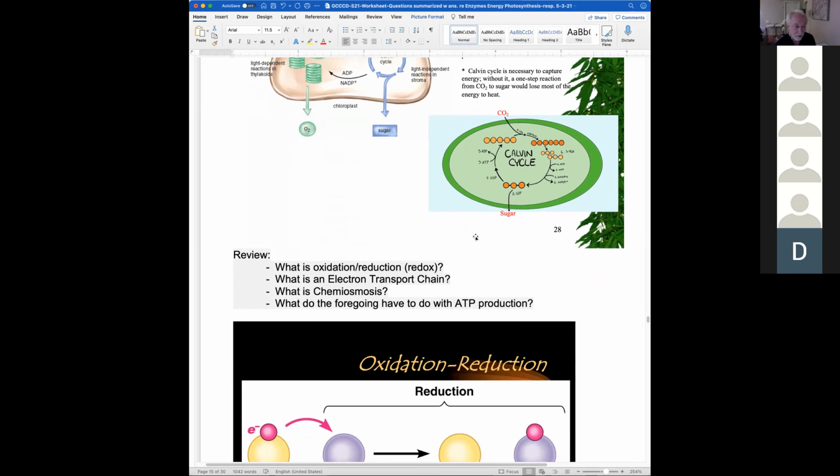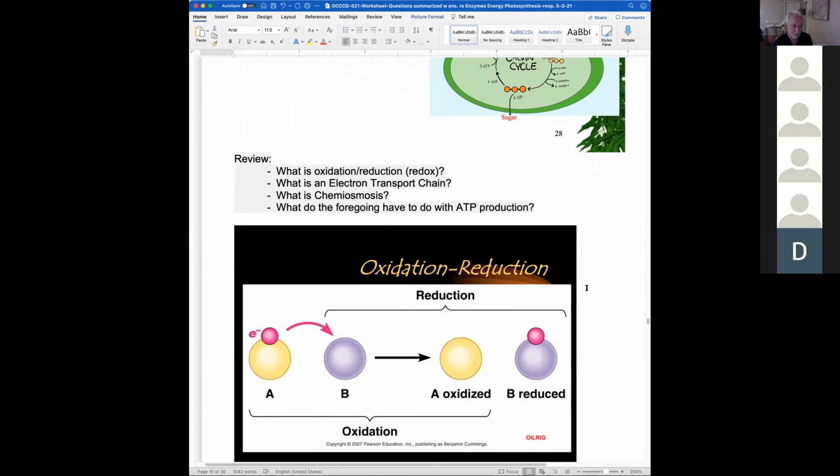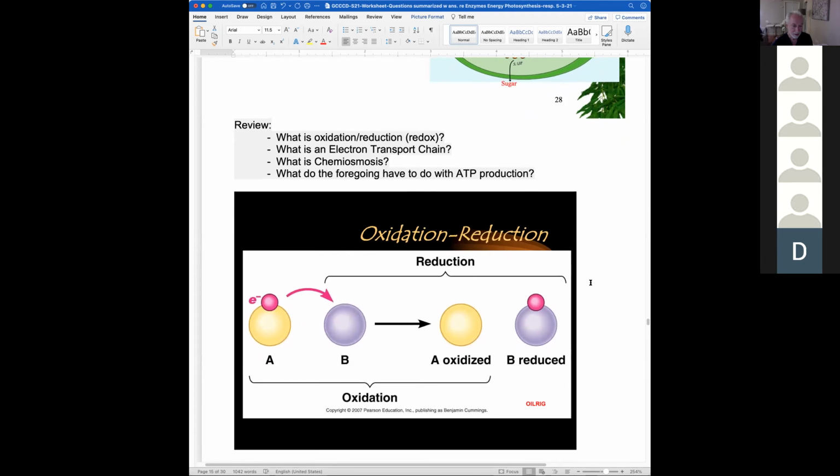And before going into more depth on that, there were a number of questions like the ones I've posed here. What is oxidation reduction? What is an electron transport chain? What is chemiosmosis? And what do any of them or all of them have to do with ATP production? How do we get ATP out of these processes? So I'm going to go back and remind you of some of the things that we've talked about before. What is oxidation reduction?